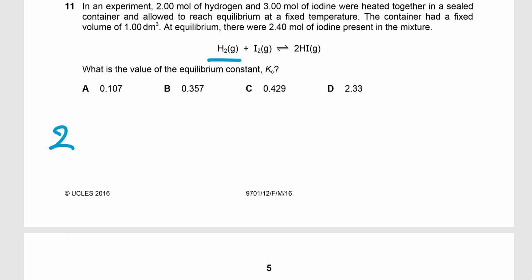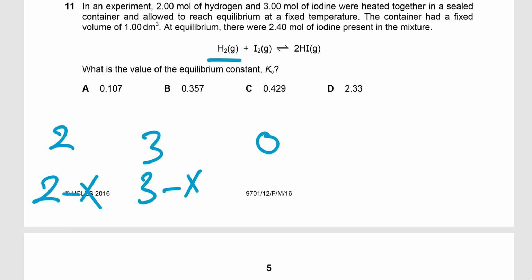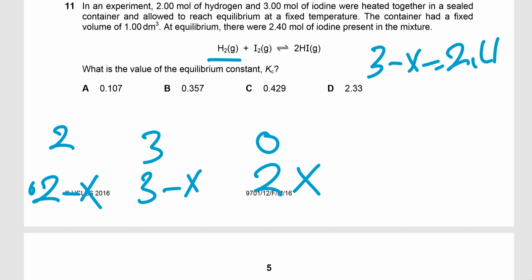So 2 mole you have here, and iodine is 3, and before starting the reaction we don't have HI, so it's 0. At equilibrium, 2 minus x, because you have 1 mole of hydrogen, and iodine is 3 minus x, because also 1 mole of iodine, and we have produced 2x. Why? Because it's 2 mole. This 3 minus x equals 2.4, because this is at equilibrium. That means x equals 0.6.